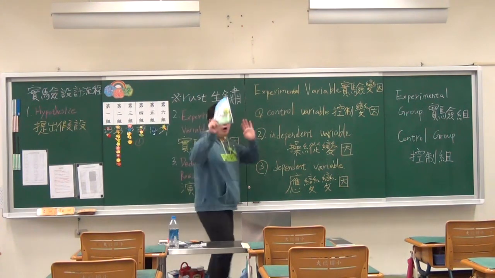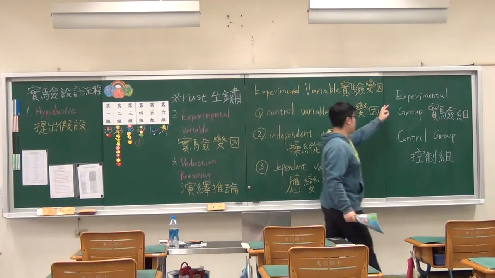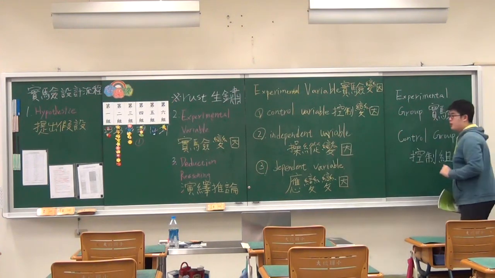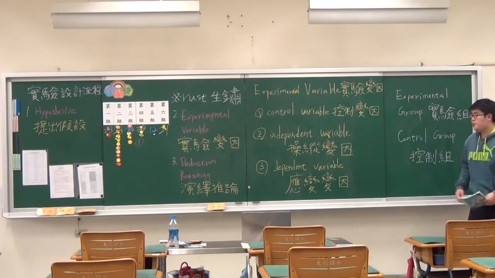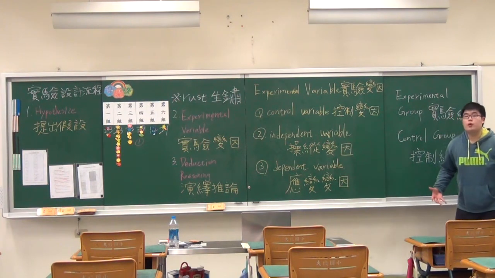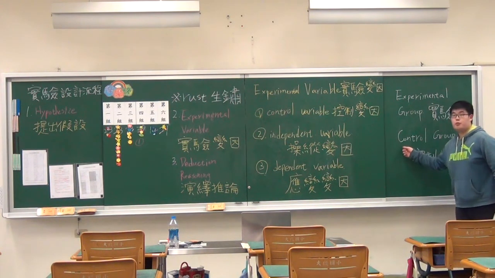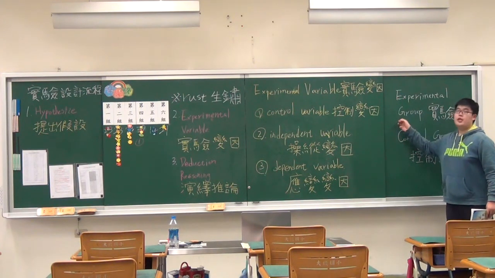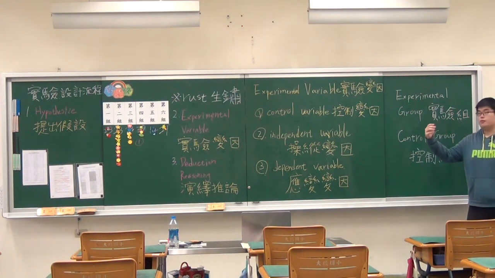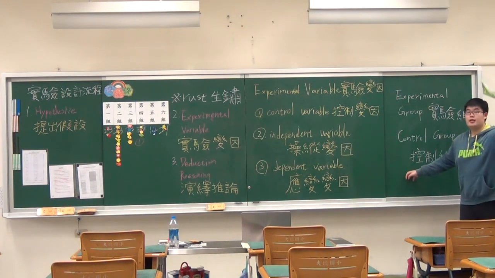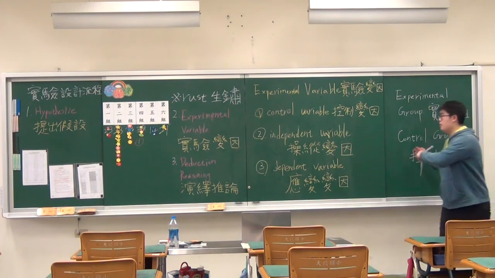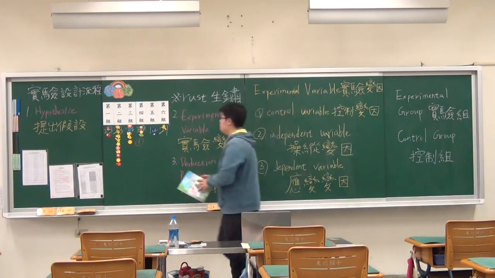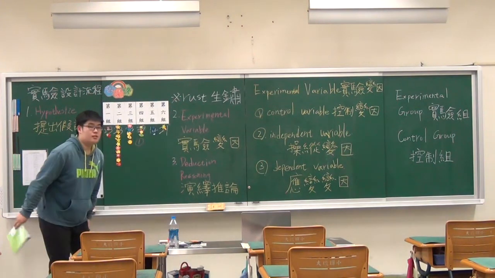Excellent. So hold on a second. What is the experimental group and control group? In order to make your experiments more reliable, you have to prepare a control group to compare to the experimental group to increase reliability. Get it? Now, go back to the experimental design.